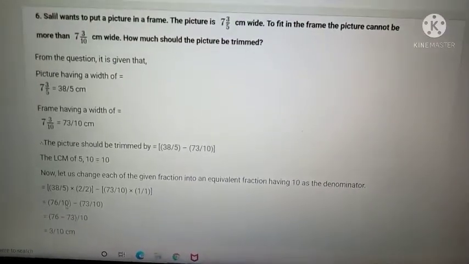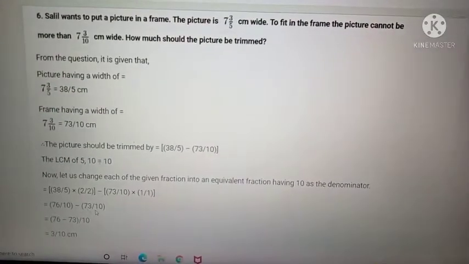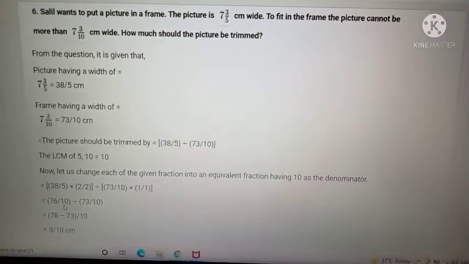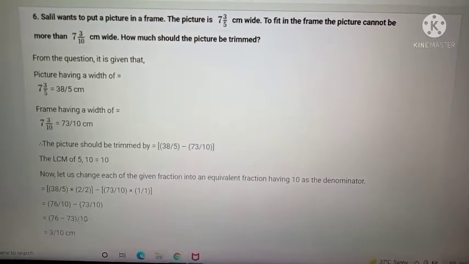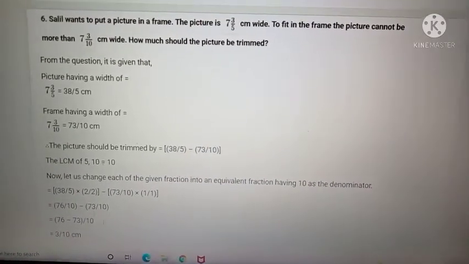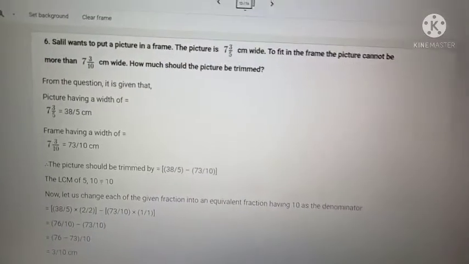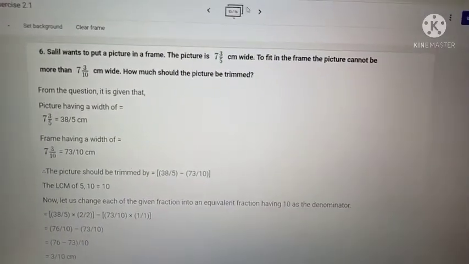76 by 10 minus 73 by 10. So 76 minus 73 is 3. 3 by 10 centimeter is the answer. Hope you are clear with this.